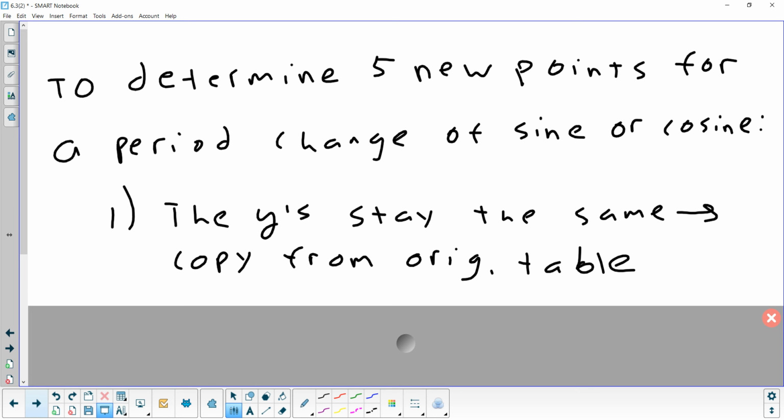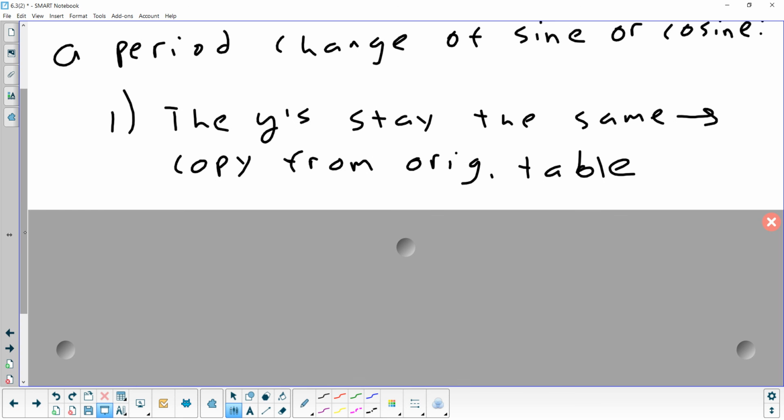Okay, so now we're thinking about how do we determine the points in the table? How do we determine where they go? Well, the y's stay the same. Unfortunately, the y's are the easy values to work with, but they're staying the same. So we're going to have to work with the x's. The x's are more annoying because you have pi, but we got to work with them. Okay? So y's stay the same. Copy them down from the original table.